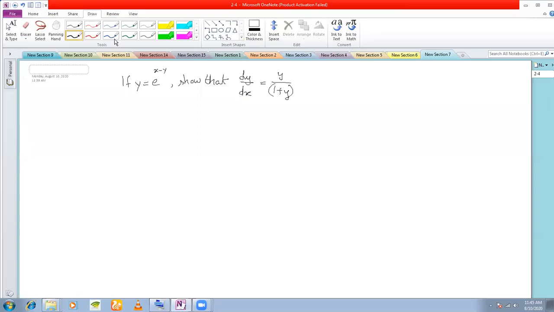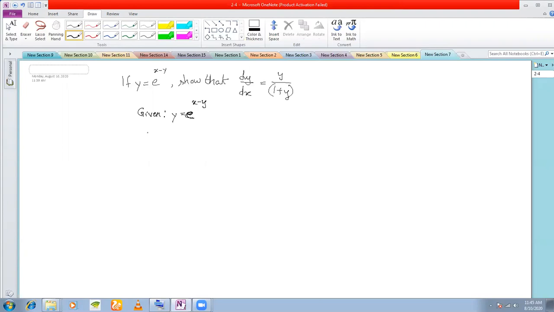If y is equal to e to the power of x minus y, show that dy/dx is equal to this. Okay, so we start with the given: y is equal to e to the power of x minus y. Now you see e has been raised to the power of x minus y. You can differentiate directly or you can take logs. Okay, I will show you both ways.